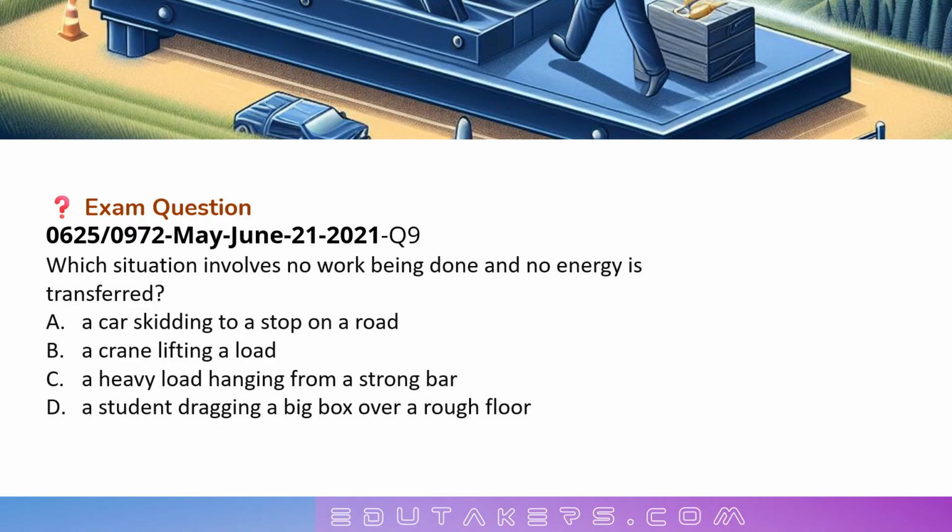Work done involves the transfer of energy when a force moves an object. But there are situations where, despite the presence of a force, no work is done. The correct answer is C, a heavy load hanging from a strong bar, where the forces are balanced and there is no movement, hence no work is done and no energy is transferred.